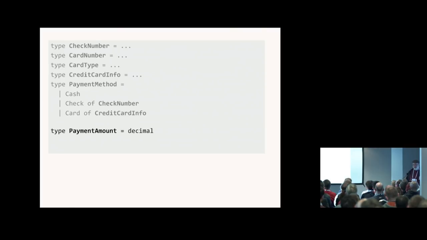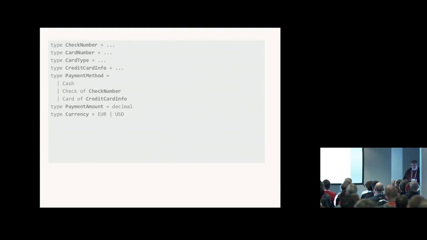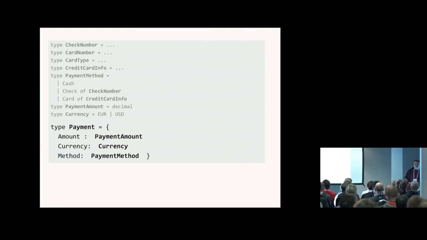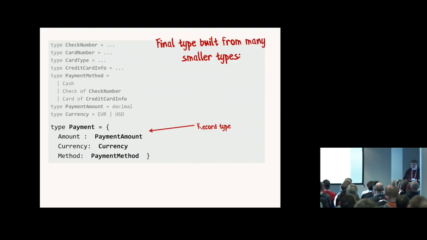So we say, okay, a payment amount is a decimal. A currency is euros or dollars, okay? Another primitive and another choice type. And then we can keep going. We say, well, a payment is an amount and a currency and a payment method. And now this is an "and", this is a record type, okay? So what we've done here is we've built up the final type by composing smaller types over and over and over, building a big thing from a small thing, okay?